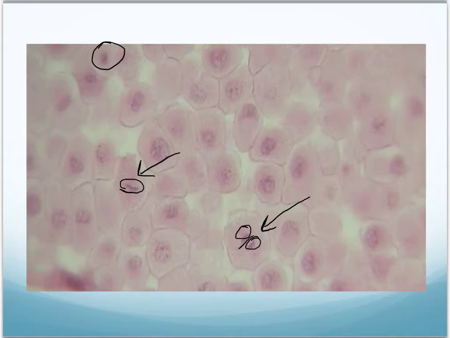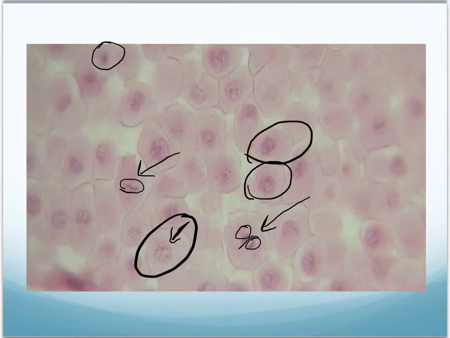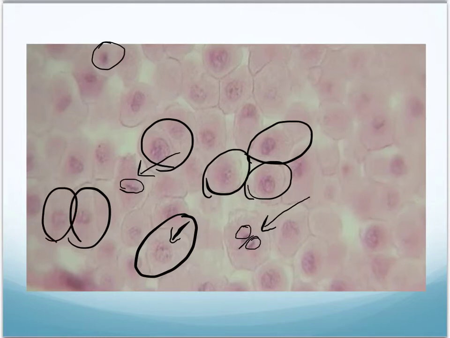To recognize interphase, you're simply looking for a cell with a nucleus on the inside and a visible nuclear envelope. This cell is in interphase. This one's in interphase, this one's in interphase, this one is, and this one is. You'll notice almost all of the cells are in interphase, with just a few of the mitotic phases scattered in.